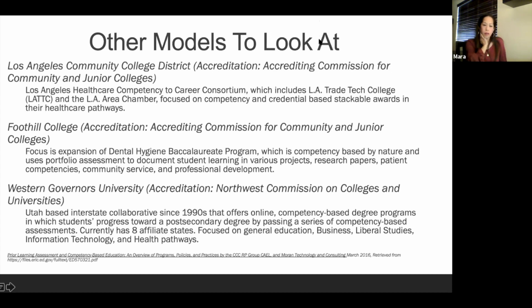And they have about, where did I put it? There are 8 affiliate states with Western Governors. Utah is the home base for that. Okay, next slide.